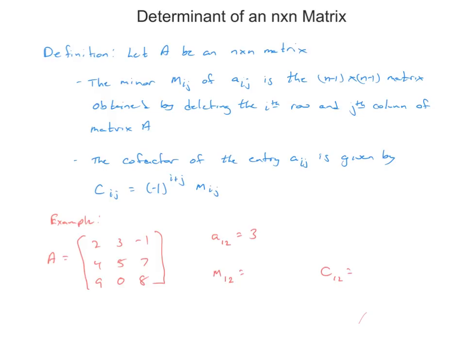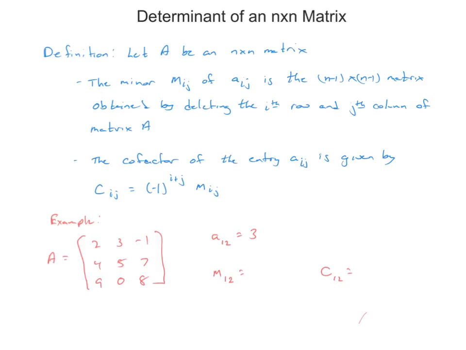We're going to deal with an expansion by cofactors. And to deal with that, we have to define two terms, a minor and a cofactor. A is going to be an n by n matrix, so it's a square matrix. The minor M sub ij of A sub ij is the n minus 1 by n minus 1 matrix obtained by deleting the ith row and jth column of matrix A.